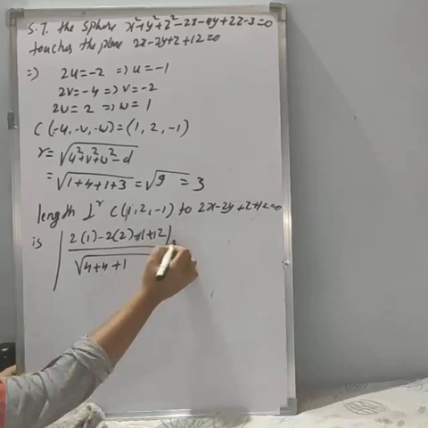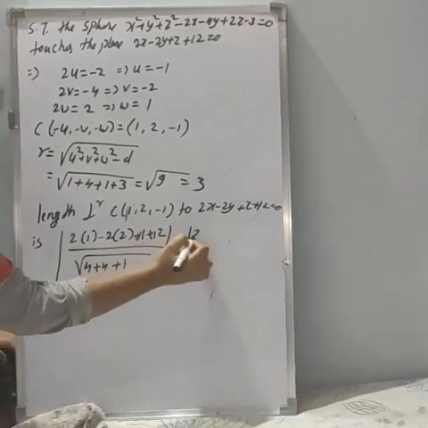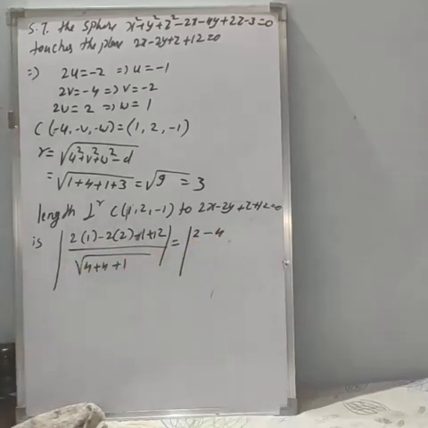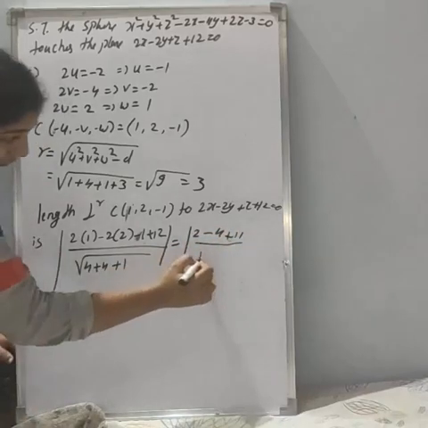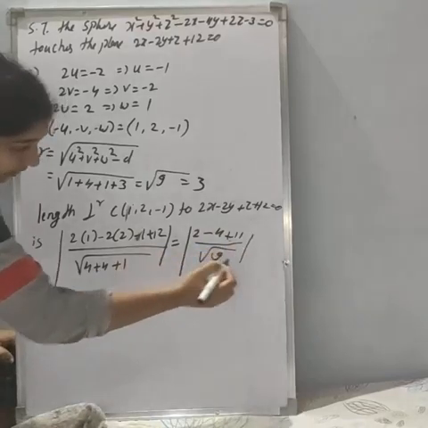Solve that. What you will get? Modulus of 2 into 1 is 2, 2 into 2, 4. Okay, minus 1 plus 12, so you will get plus 11, divided by square root of 4 plus 4, 8, 8 plus 1, 9. Solve this.